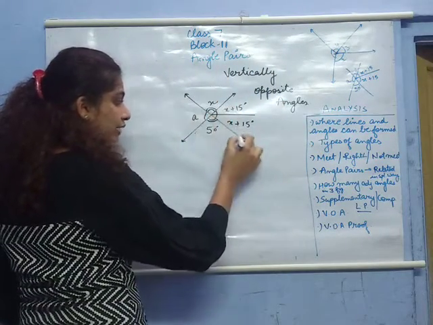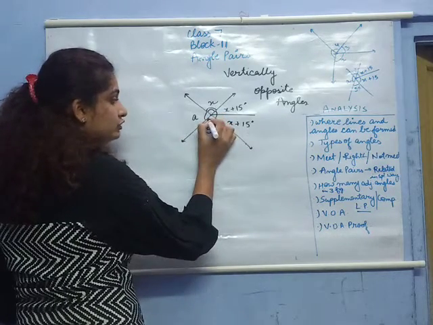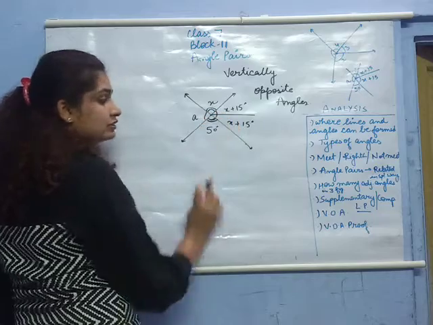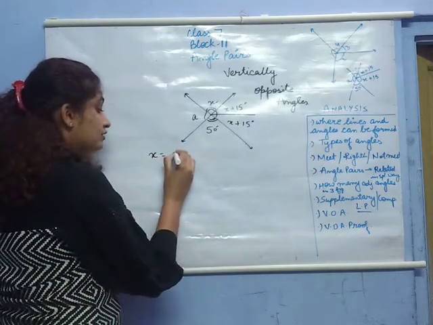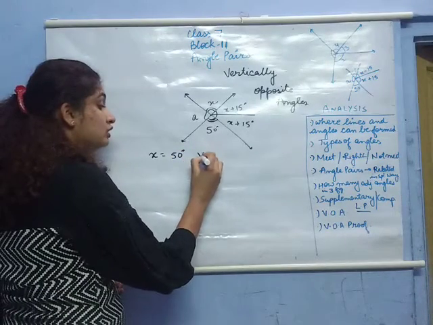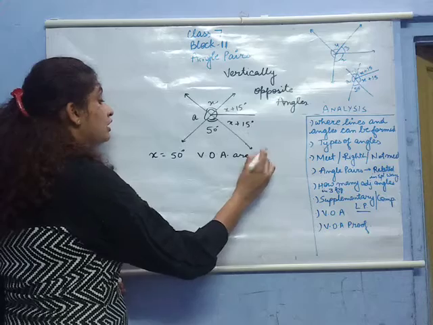These are a pair of intersecting lines which are intersecting at this point. So this 50 degree and this angle x will be equal as vertically opposite angles. So the measure of x is equal to 50 degree, because vertically opposite angles are equal.